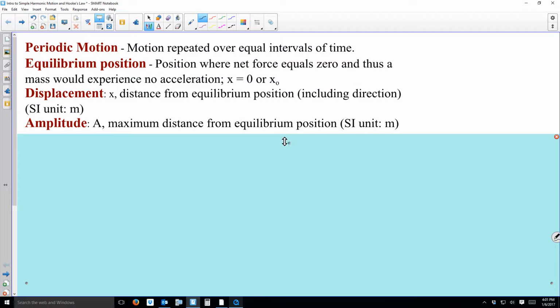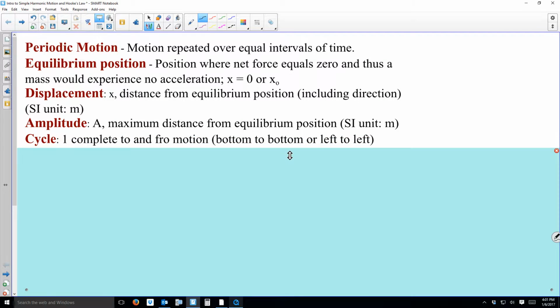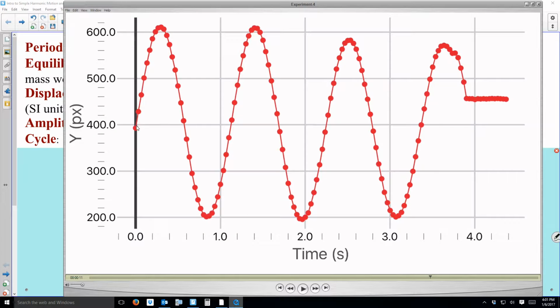We represent that with a capital letter A. A cycle is what we consider a to and fro motion. So this would be here, up, down, and back to the equilibrium position. Or we could say that it is from peak to peak. Or we could say that it is from trough to trough.